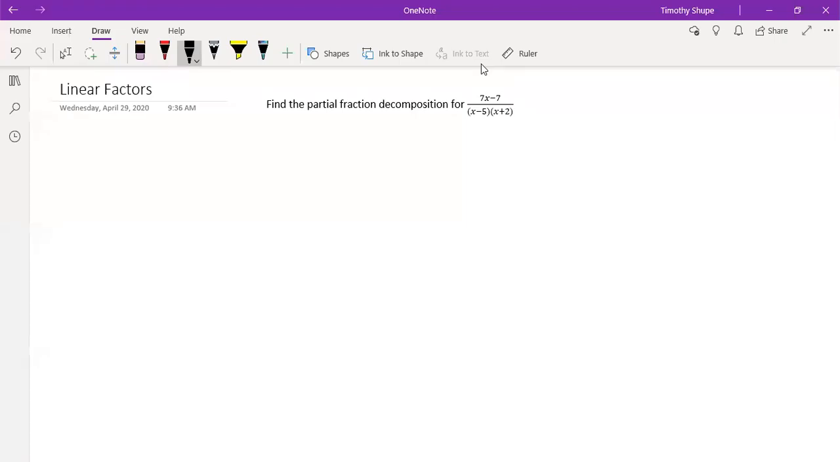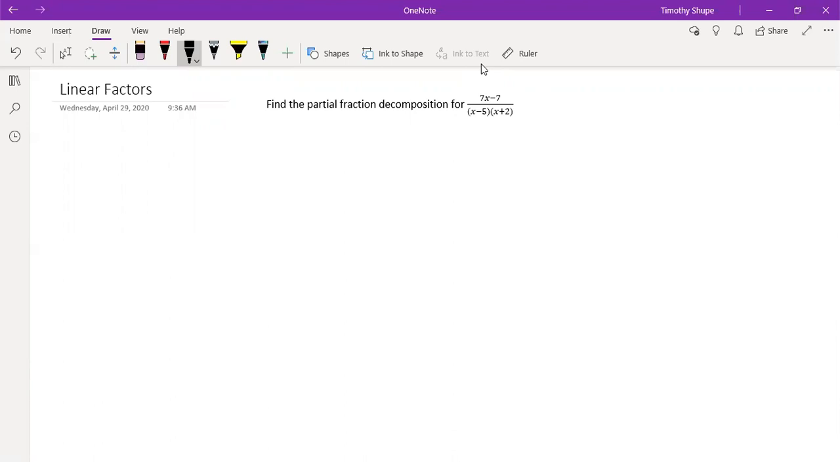Today we're going to learn how to take a fraction and pull it apart into the pieces that formed that fraction. What we call this is finding the partial fraction decomposition of the fraction. So in essence, we want to take the fraction that we have here, split it apart, and know what fractions we added together to get this one.